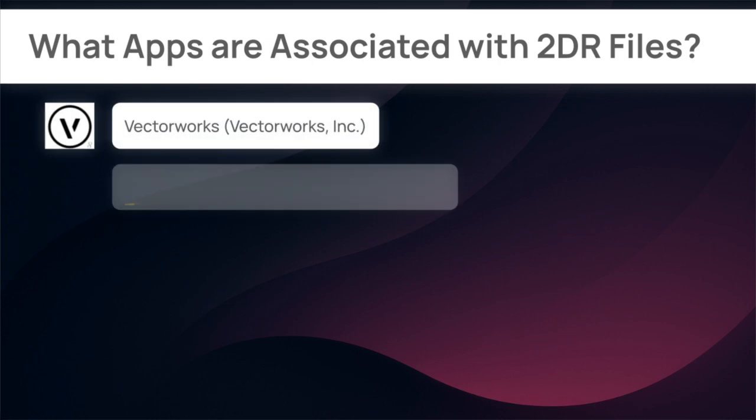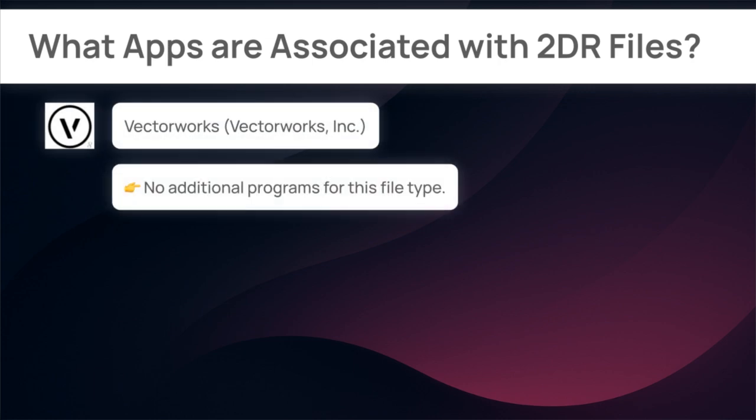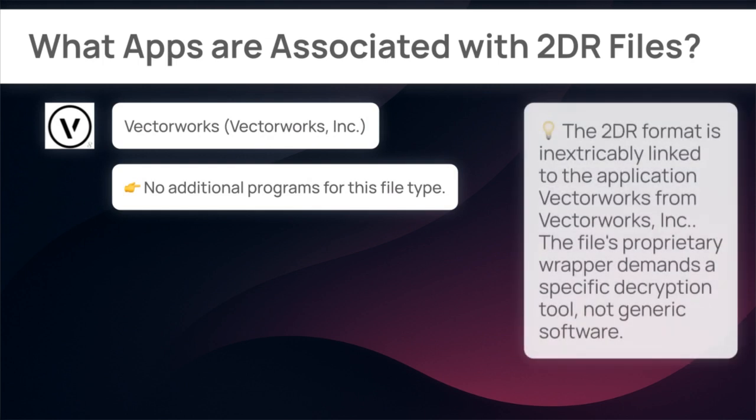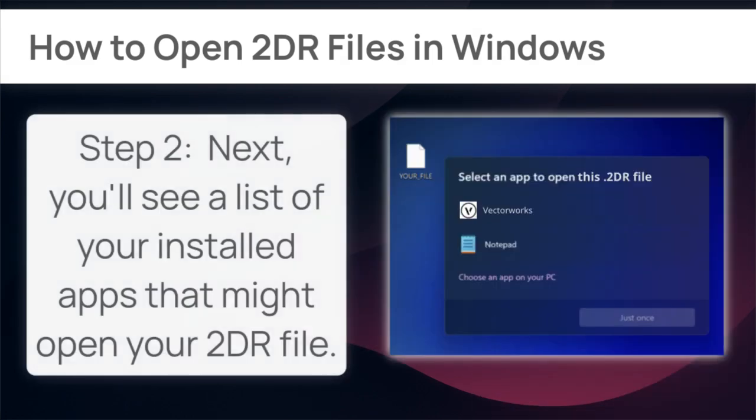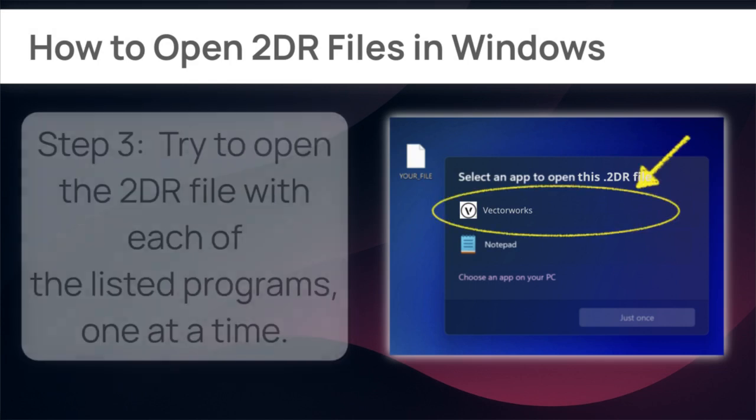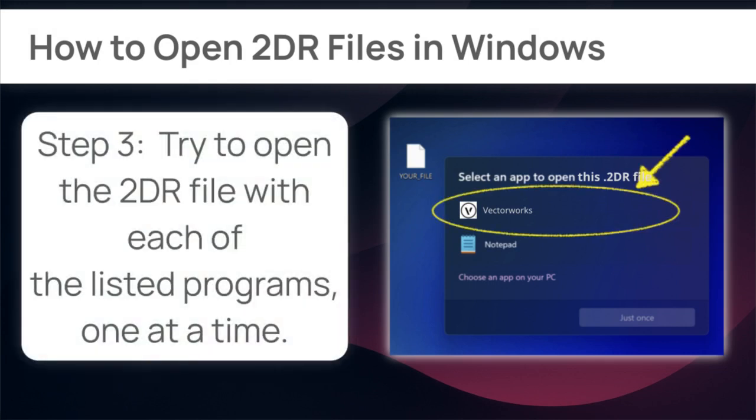The standard opener for 2DR is known to be Vectorworks, developed by Vectorworks Inc. The file's proprietary wrapper demands a specific decryption tool, not generic software. Windows can display limited information, so full review normally requires dedicated 3D or CAD software. To ensure we don't miss anything, right-click your 2DR file and click Open With. Test Vectorworks first. If it fails, select another program. We are checking all installed readers.